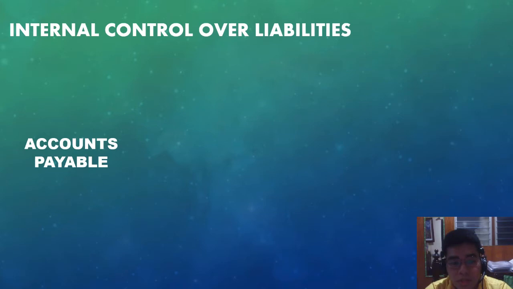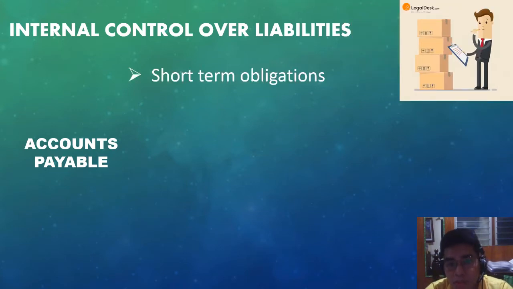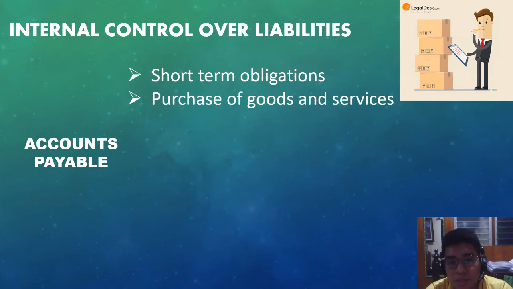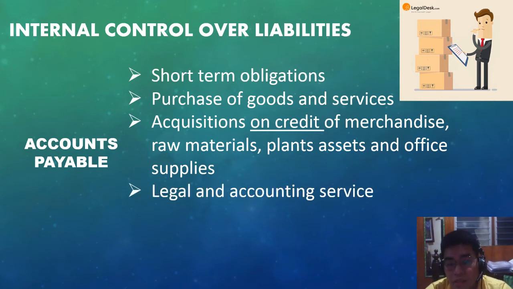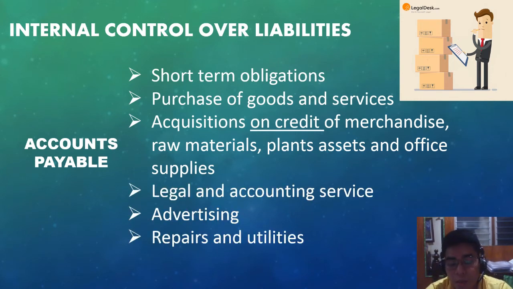I know that you are already familiar with accounts payable, but let's have a short review on it. Accounts payable is used to describe short-term obligations arising from a purchase of goods and services in the ordinary course of business. Other transactions creating accounts payable include acquisition on credit of merchandise, raw materials, plant assets, and supplies. We also have accounts payable if we receive services like legal and accounting services, advertising, repairs and utilities.